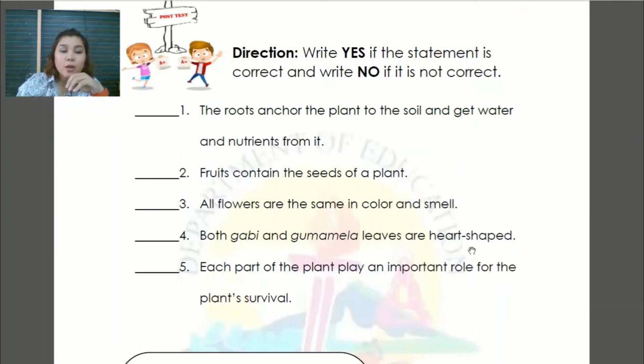Number 3, all flowers are the same in color and smell. Number 4, both gabi and gumamela leaves are heart-shaped. Number 5, each part of the plant plays an important role for the plant's survival. I repeat, each part of the plant plays an important role for the plant's survival.